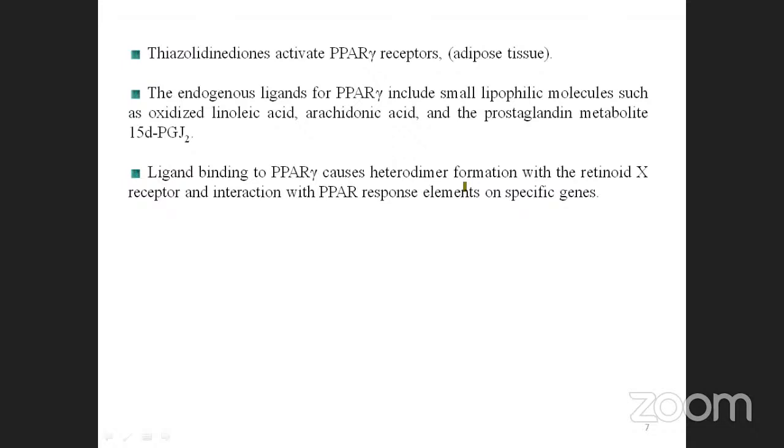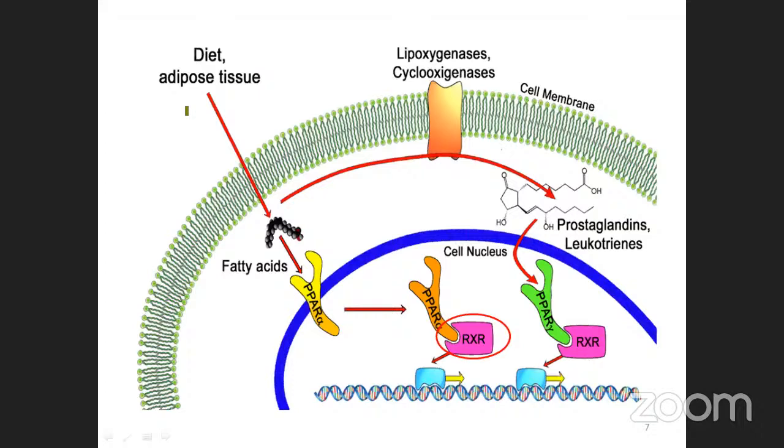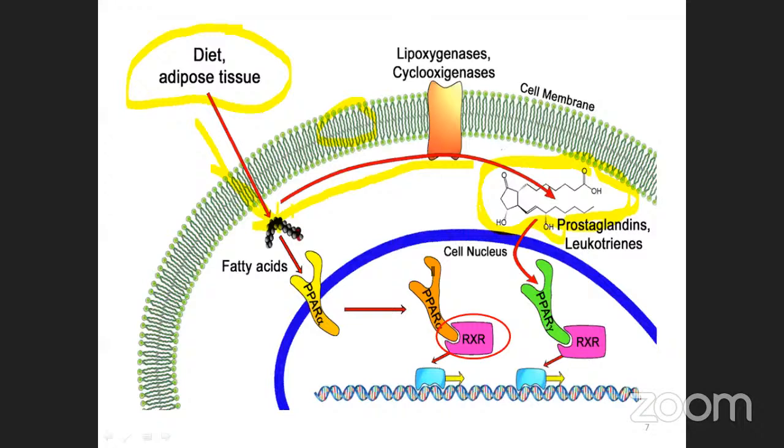So let us focus on the primary diagram of PPAR. We have this diet, and in the adipose tissue it enters inside the cell, right? This is the cell membrane. Once it is there, it will be taken up by the COX or LOX enzyme, which will produce endogenous ligands, that is 15d-PGJ2 or PGD2 or leukotrienes, that actually bind here. Or maybe there is a similar kind of linoleic acid coming directly into the cytosol. They will bind to PPAR alpha or PPAR gamma.